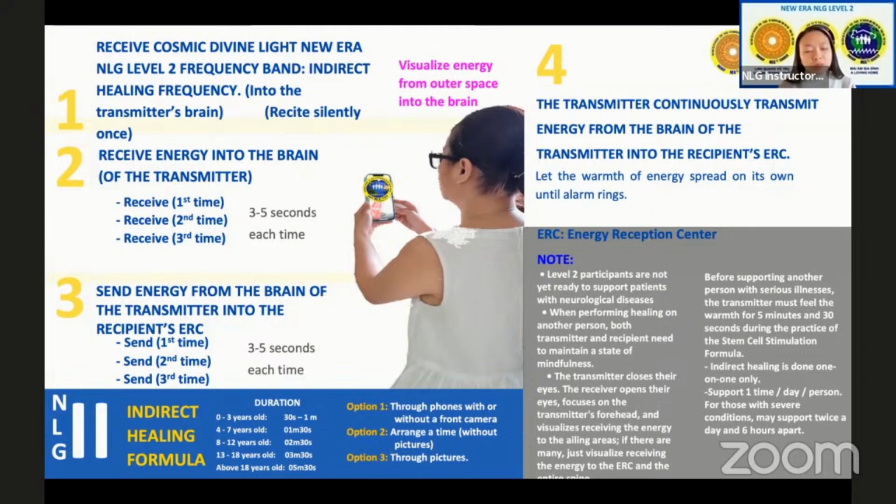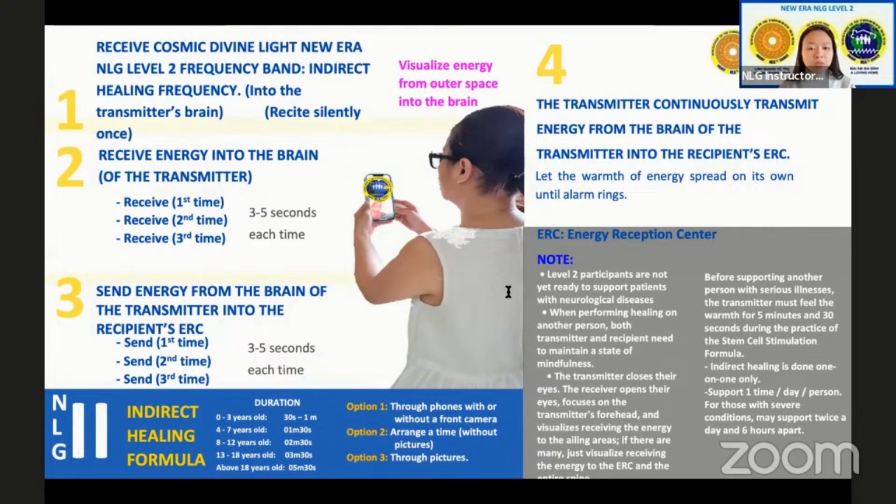So there are 3 options in which you can do indirect healing. The first one is through phones, with or without the front camera. For example, you can do FaceTime, you can do Zoom, or you can just do a normal phone call to transmit energy to the person.